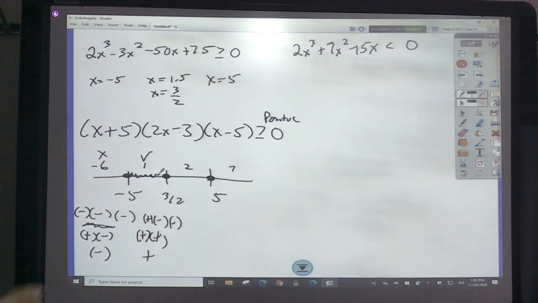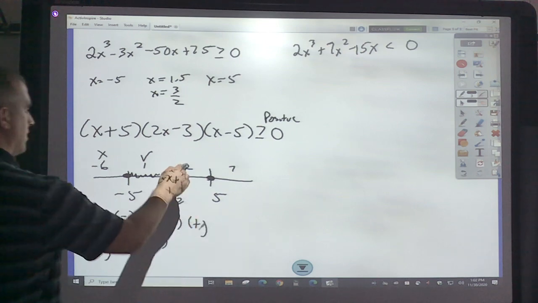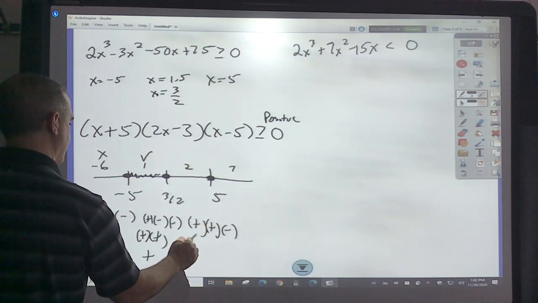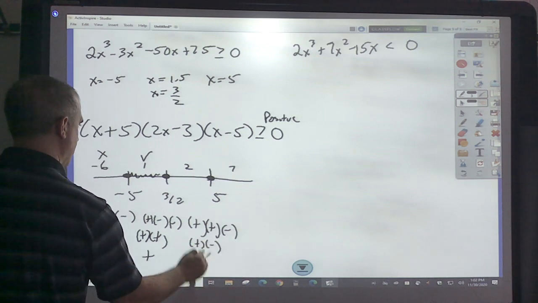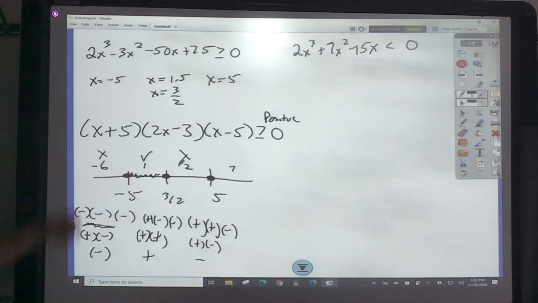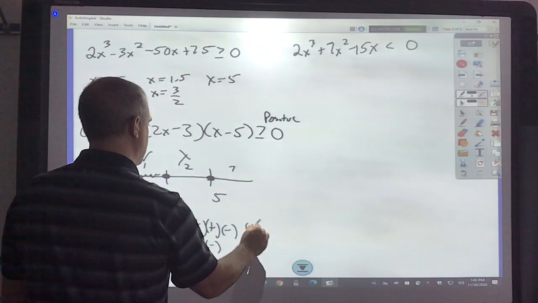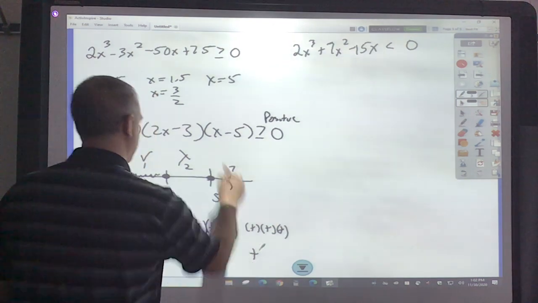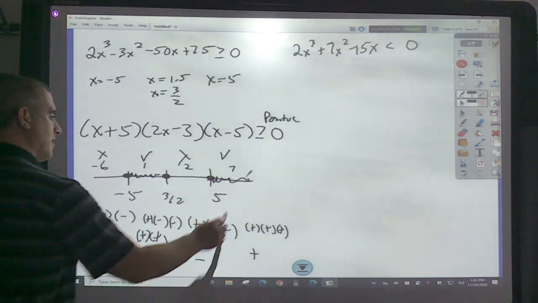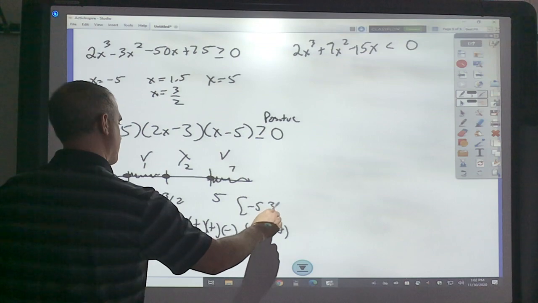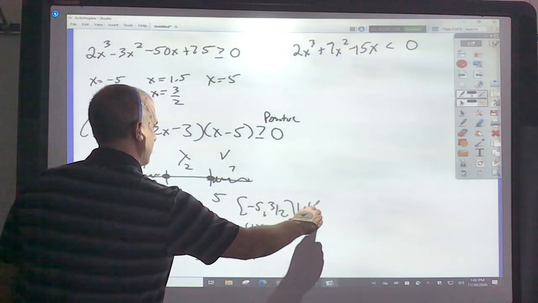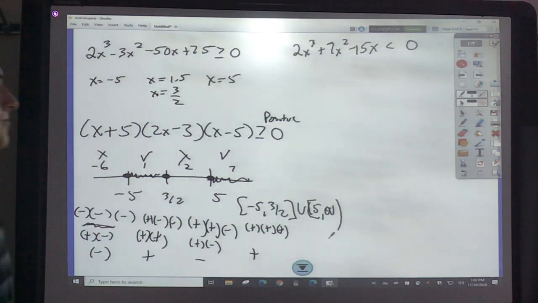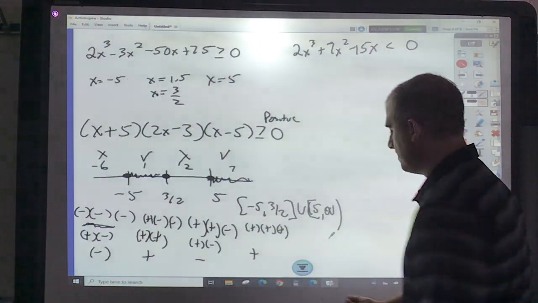If I put 2 in there, that's positive, positive, negative. So it's positive times a negative, which is a negative, not what I want. If I put 7 in there, positive, positive, and positive. All results positive, that's good. So my answer here is -5 to 3/2, union 5 to infinity. All right, let's go ahead and do this one.